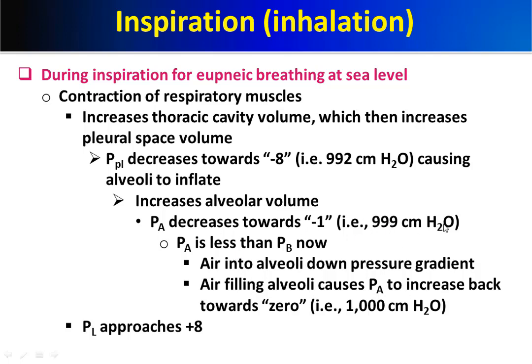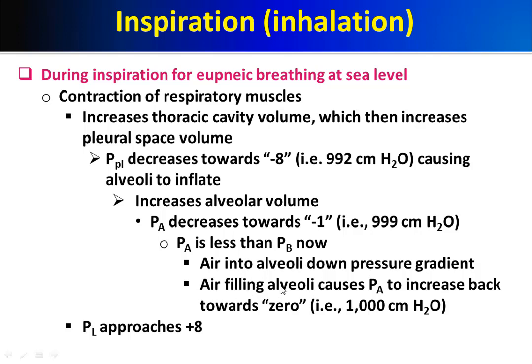Now, the atmospheric pressure is 1000 centimeter of water, and the alveolar pressure is 999 centimeter of water. So there is a pressure difference. I understand that it is only 1 centimeter of water or 1 millimeter of mercury, the difference in pressure between the atmospheric pressure and the alveolar pressure, but this difference is enough to drive air in from the atmosphere into the alveoli. So air moves into the alveoli down this 1 millimeter of mercury or 1 centimeter of water pressure gradient.